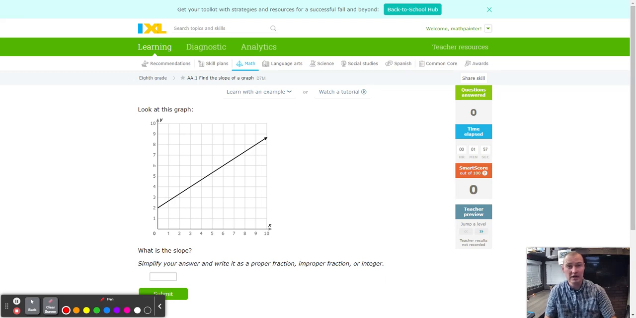Today we're working on IXL AA.1, find the slope of a graph. Okay, what they're going to do in this module, they're going to give you a graph and you're going to determine how steep the line is in a particular direction.